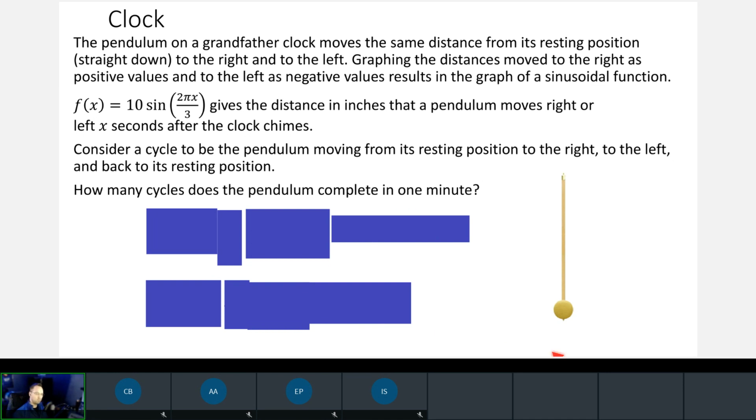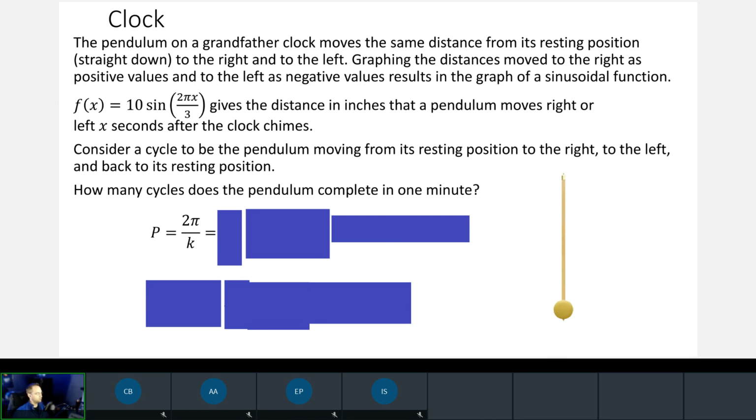So one way we could have done it was look at the graph, go out to x equals 60, and then count how many times we get back to the midline, right? That's one way to do it. Maybe not the best way to do it. But let's see.